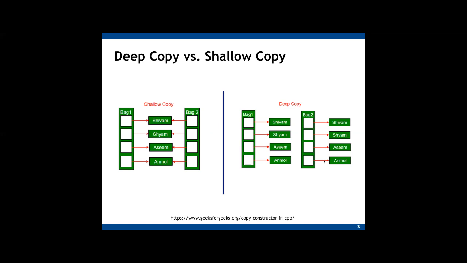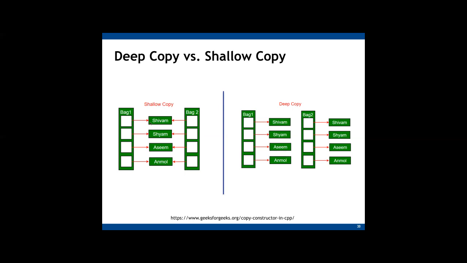But if you perform the deep copy, pointers in bag1 objects and bag2 objects do not share the memory. So if you look at this example, bag2's first pointer now points to a different memory location. The first pointer is pointing to here, but bag2's first pointer points to different memory locations. So using deep copy, bag1 and bag2 are completely separated, and they are independent of each other.